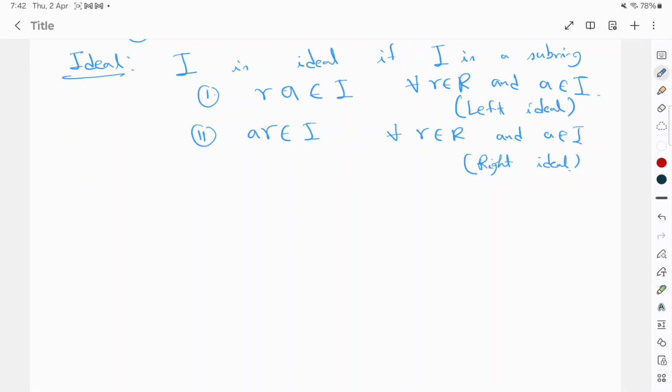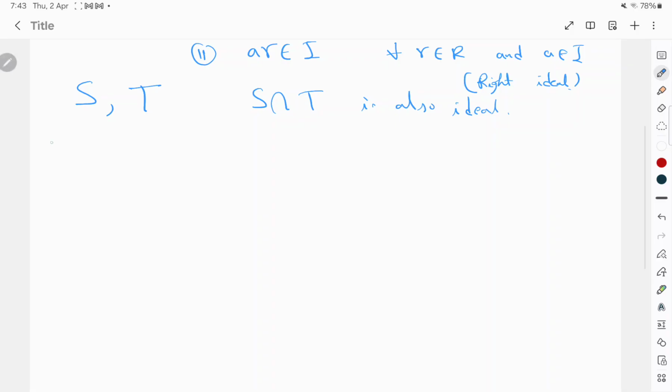After that, we discussed that if S is an ideal and T is an ideal, then basically S union T is also an ideal. Maybe this was your homework in the last class. After that we started our online classes. First we start with a theorem. This theorem you already know in group theory.